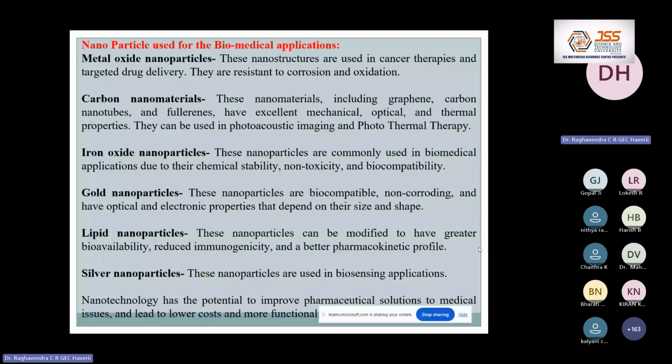Nanotechnology has the potential to improve pharmaceutical solutions to medical issues and lead to lower costs and more functional properties.